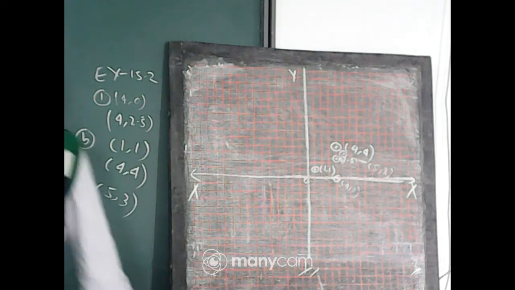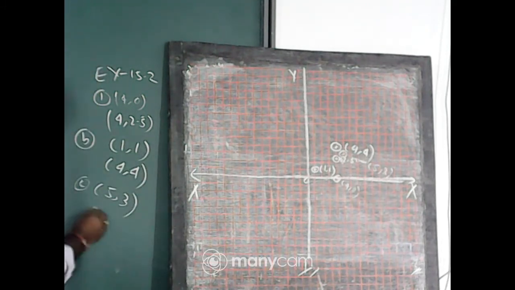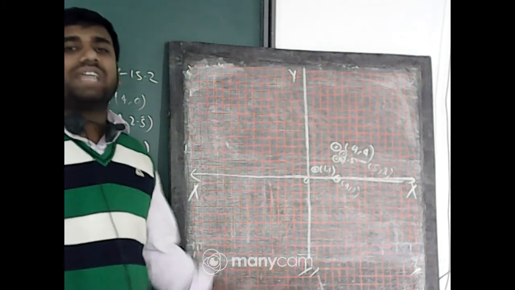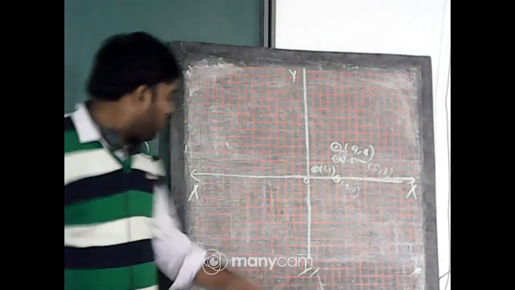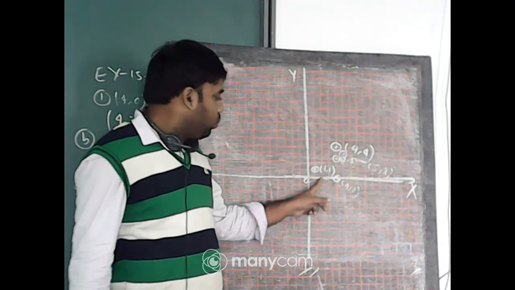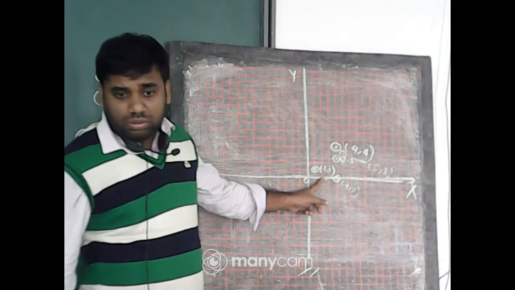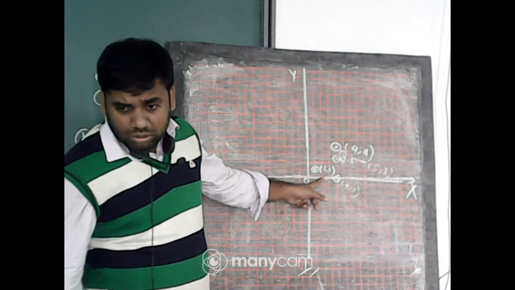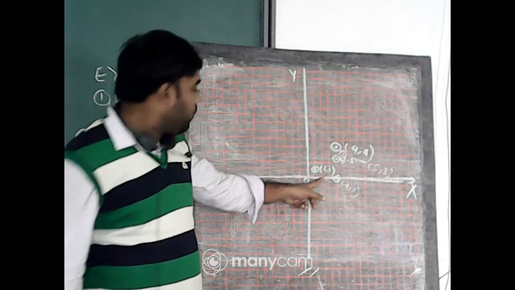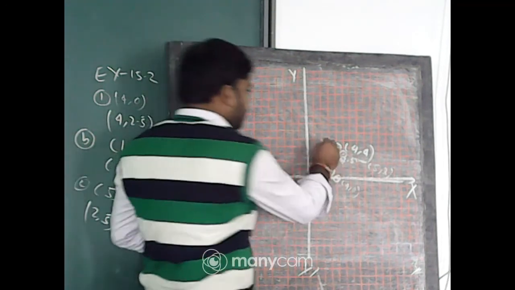Got it, everyone? And the last point, 2 comma 5. Both are positive. 2 is the x coordinate and 5 is the y coordinate. So here I am. So 1 2, and 5 means above or down. Quickly, above or down? Above, and 5 units. 1 2 3 4 5, that point.